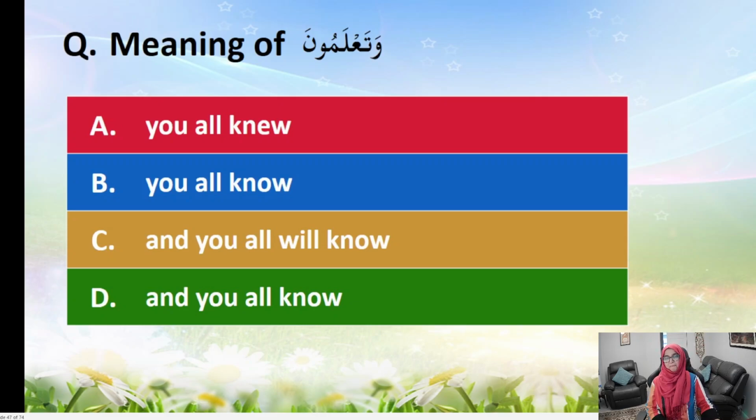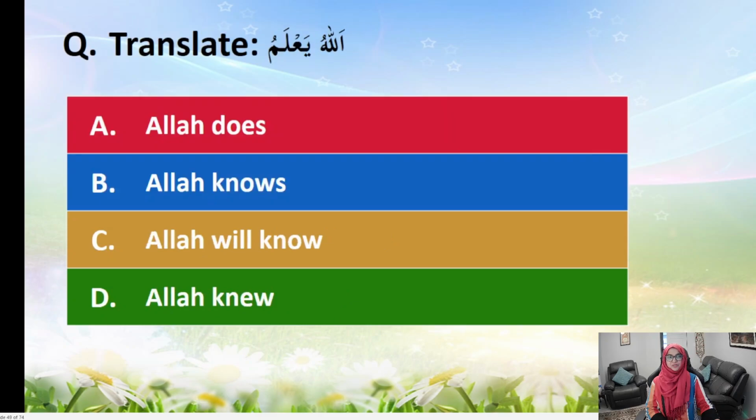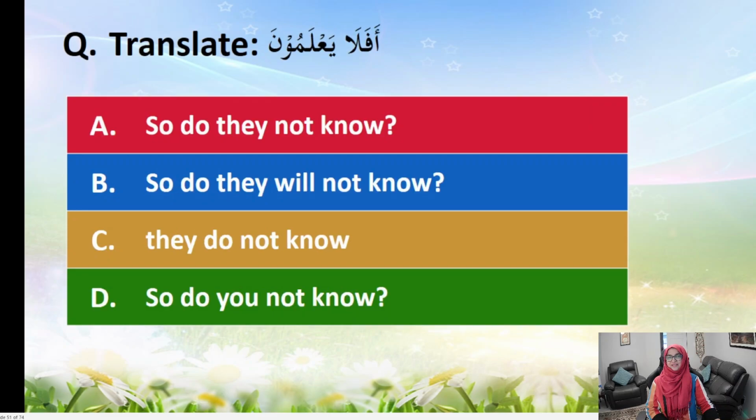وتعلمون. Give me the meaning of this. And you all will know, and you all know. MashaAllah. Translate. Give me the meaning. Allahu ya'lamu. Allah knows, Allah will know. Yes. Afala ya'lamuna. Sorry, it's ya'lamuna.